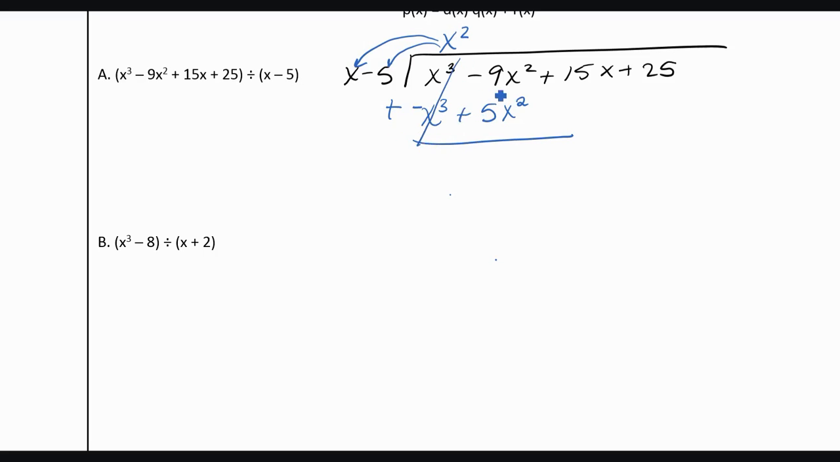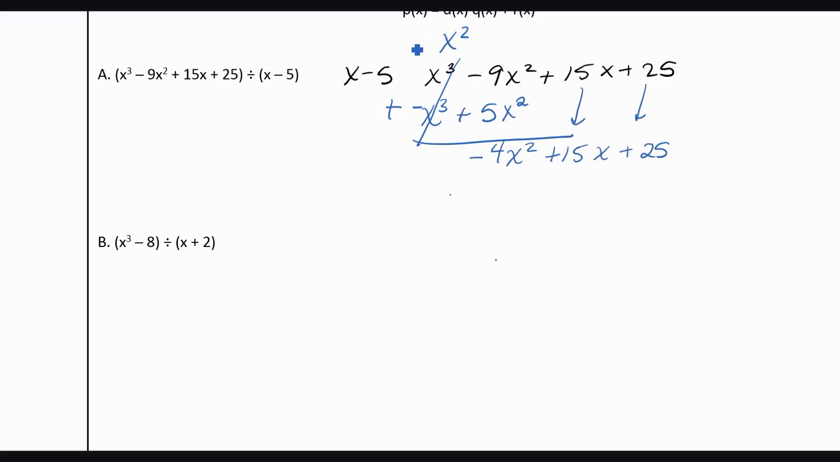Then we have minus 9x squared plus 5x squared, so that'll be minus 4x squared. And now we're going to bring terms down. So we'll have plus 15x plus 25. Okay, and now we kind of repeat the process over from the beginning.